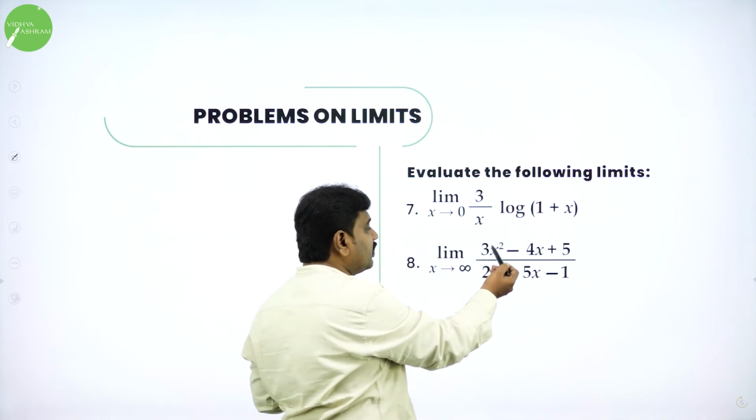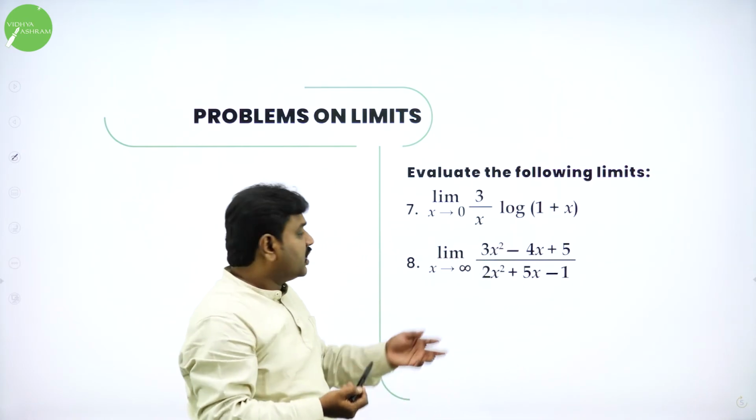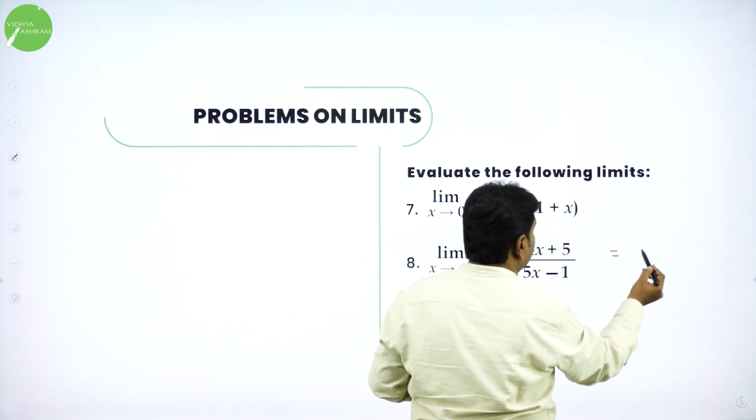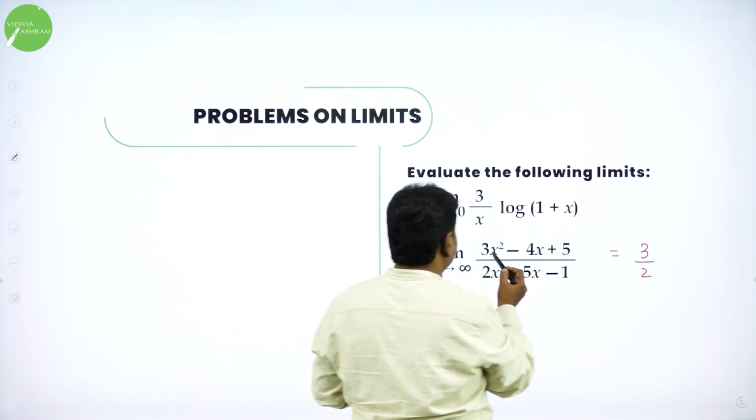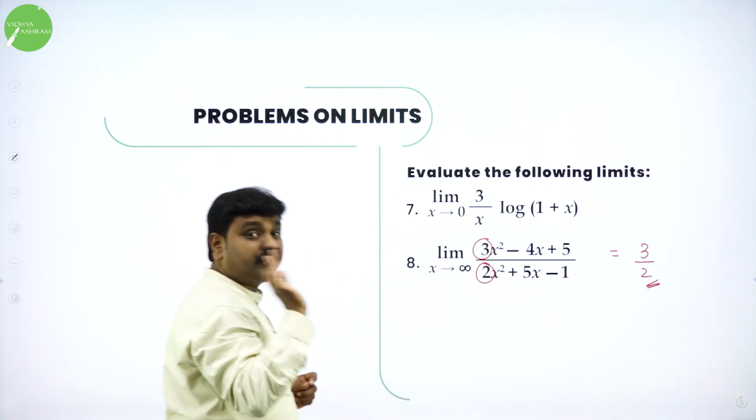See, degree of numerator is 2. Degree of denominator is also 2. Degree means what? Highest power. If both are having the same degree, the answer is the ratio of the coefficients. So the coefficient of this is 3, the coefficient of this is 2, so 3 by 2. That is the shortcut to verify your answer.